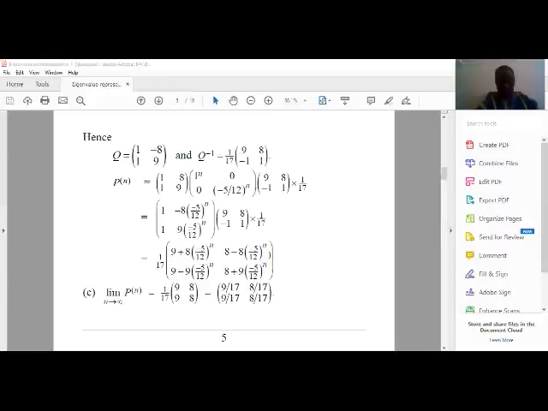So this is the n step transition probability matrix. That's the eigenvalue representation. So when you are asked to give the eigenvalue representation of the n step transition probability matrix, that is the procedure. Are you okay?